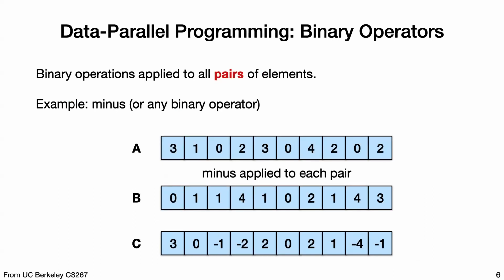Slightly more interesting are binary operators, where you have 2 arrays, here A and B, and we apply some operation to every pair in A and B. For example, here we would have minus, so A0 minus B0 is 3, 3 minus 0 is 3, 1 minus 1 is 0, and so on all the way down the line. Notice that all of these are independent from each other. None of these elements conflict because they're just doing separate subtractions. And you would do those for any other operation like multiply, add, and so on.